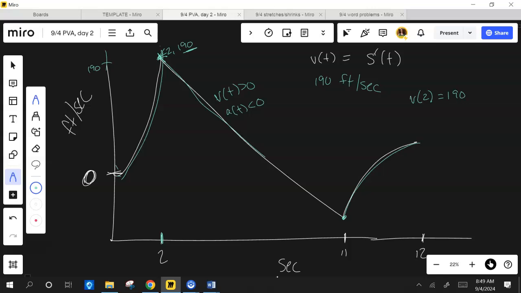How many seconds did the engine burn? 2 seconds. When did the rocket reach its highest point? And what was its velocity? So notice it's saying when. So when did it reach its highest point? Why does it say at 11? Why is it 8?